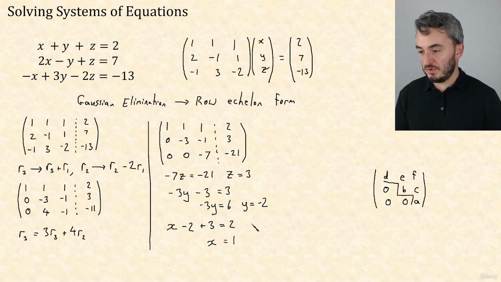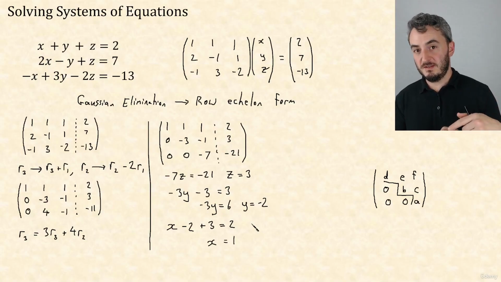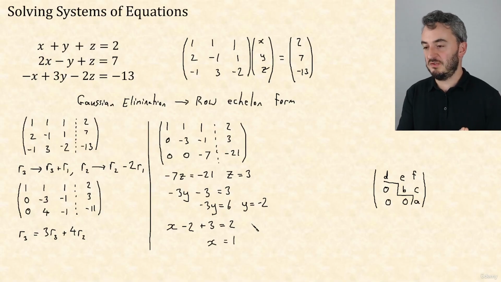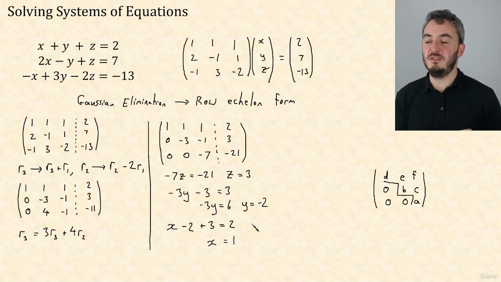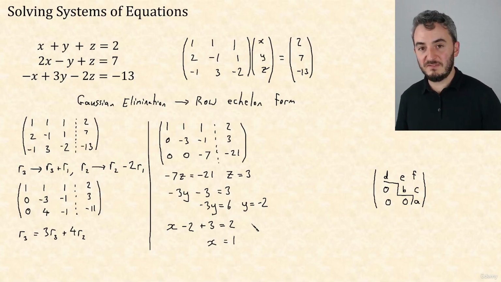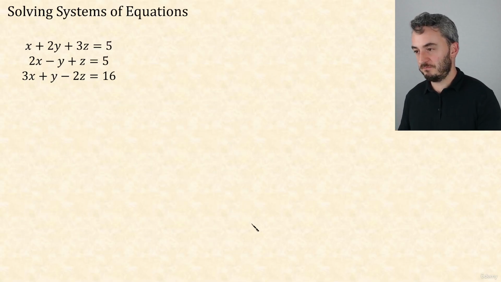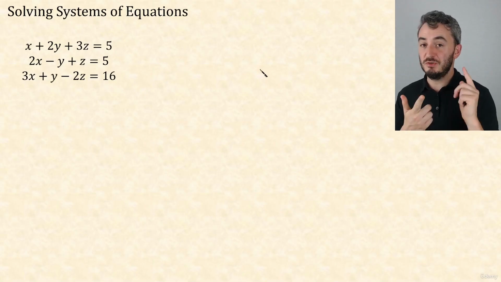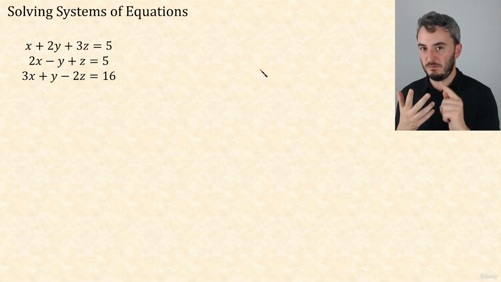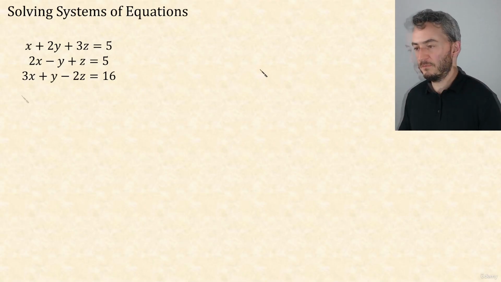So, yes, there's a lot of jargon. We're using Gaussian elimination to reduce my augmented matrix down to row echelon form, but in practice, it's quite easy. Ready to have a go with one yourself? Here you go. So pause the video and try to use Gaussian elimination to reduce your augmented matrix to row echelon form and then solve.